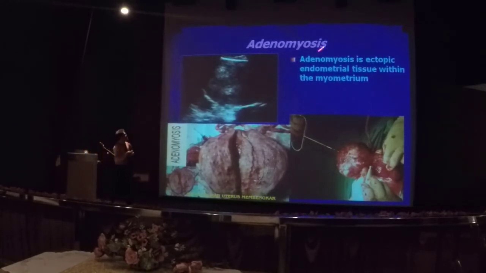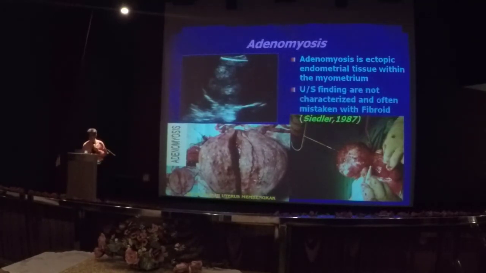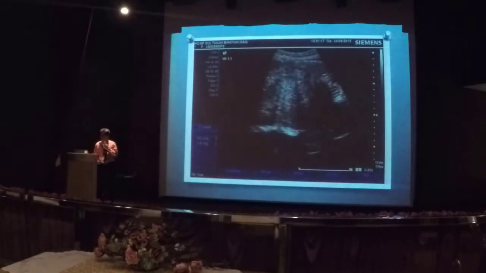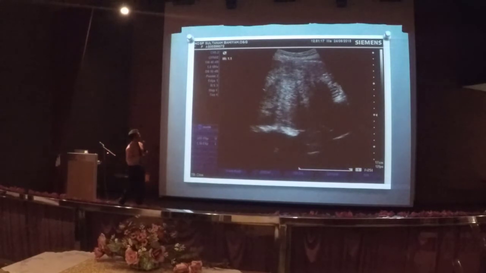So basically adenomyosis is ectopic endometrial tissue within the myometrium. So it's like a cousin of endometriosis. Ultrasound findings are usually not characteristic and are often mistaken for fibroid, so ultrasound findings can be mistaken for leiomyoma. That's why sometimes we have to explain to the patient, we think it's a fibroid, but it could still be adenomyosis. So then on the ultrasound, what do we look for?